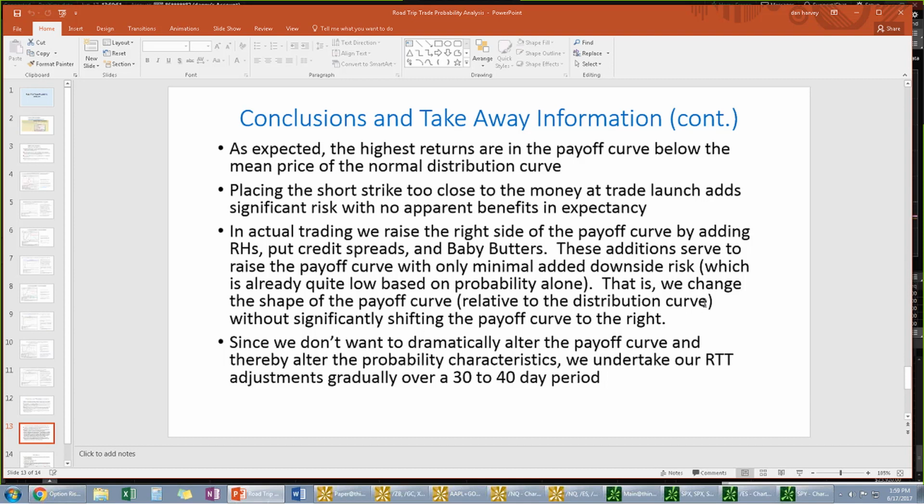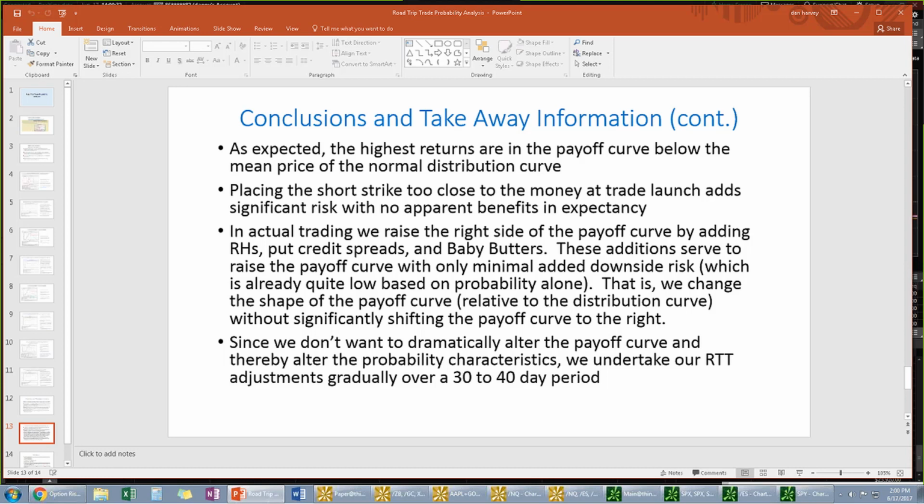So in other words, what we're trying to do is to change the shape of the payoff curve, but we don't really want to make it shift to the right very much, because once again, a shift to the right increases our downside risk. So that explains also why we make these adjustments very gradually, because we don't want a sudden shift of the payoff curve to the right. And we do the adjustments over a 30-day, maybe a 40-day period to get the right side of that payoff curve up.